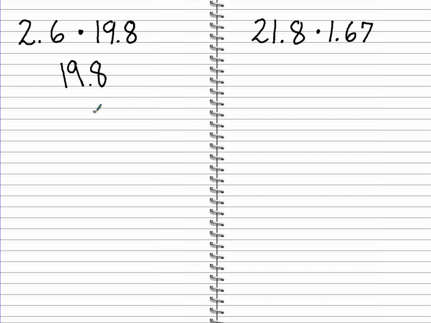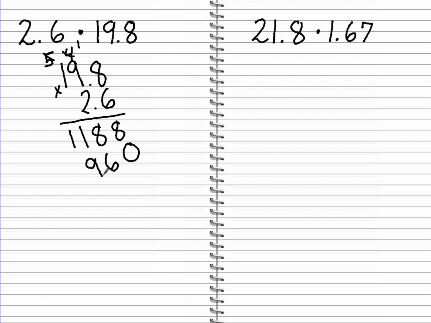Just like the previous one, you should have put 19.8 on top times 2.6. Then you should have multiplied. 8 times 6 is 48, carry your 4. 9 times 6 is 54, plus 4 is 58, carry my 5. 6 times 1 is 6, plus 5 is 11. Put down your 0. Done with these numbers. Now you have 2 times 8 is 16, carry your 1. 9 times 2 is 18, plus 1 is 19, carry your other 1. 1 times 2 is 2, plus 1 is 3, and then you add like normal.